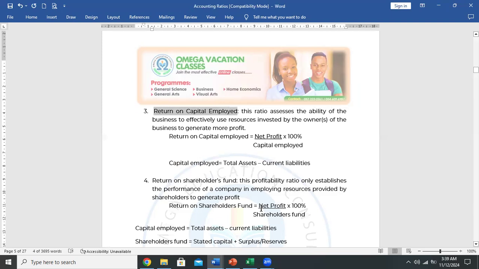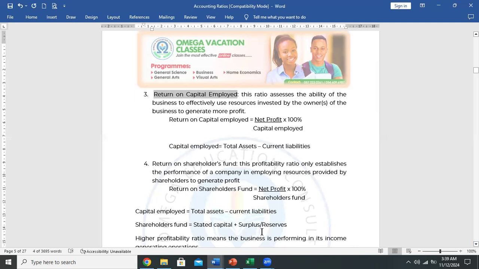So the formula is net profit divided by shareholders fund. And what is shareholders fund? It is your stated capital plus your surpluses and reserves. You would appreciate this when we get to company accounts, right? So for now, you can just take it as a bonus point. Okay.